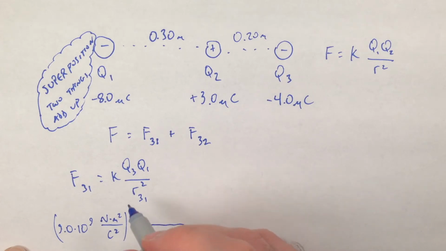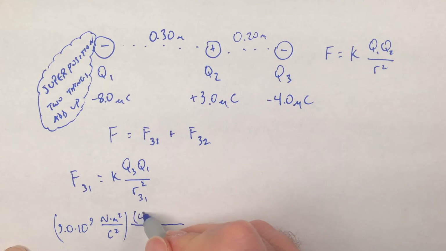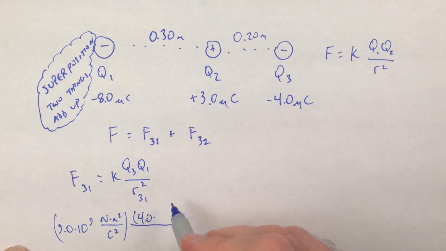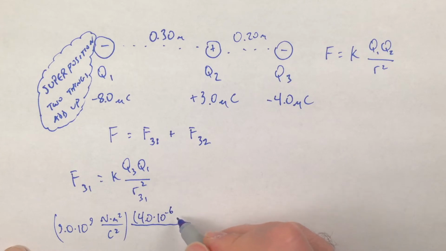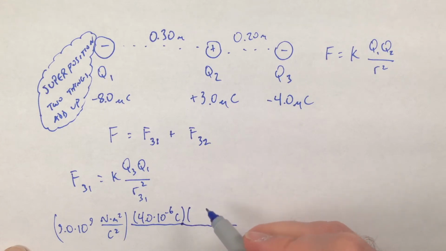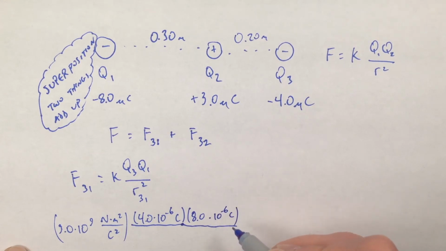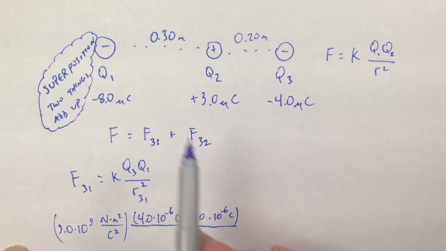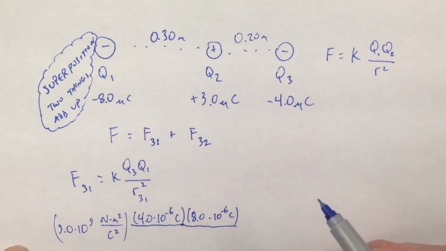All right, so the two charges would be 4 times 10 to the negative 6 coulombs, and it didn't make that fraction bar long enough, 8 times 10 to the negative 6 coulombs, and r. Okay, so 1 and 3 are separated from each other by 0.5 meters.